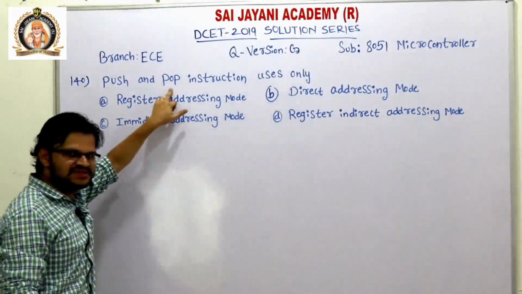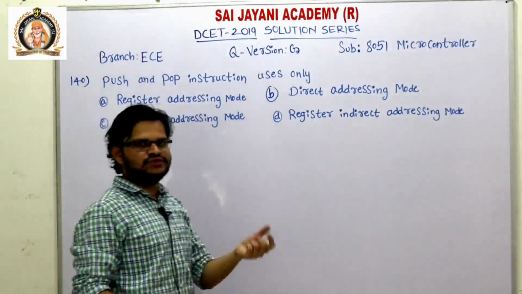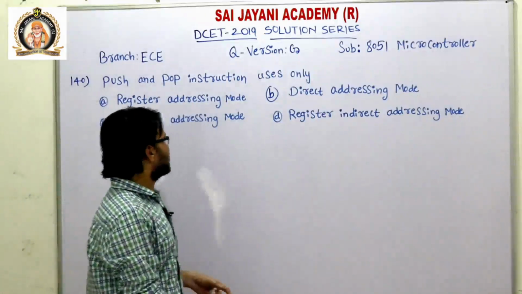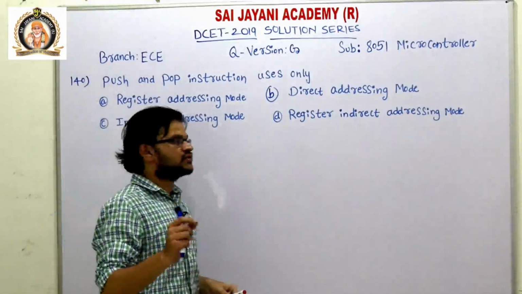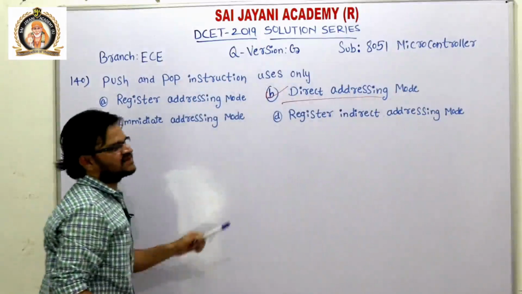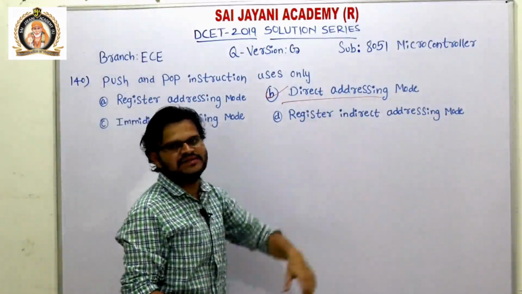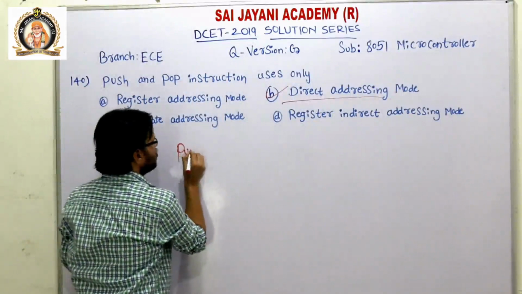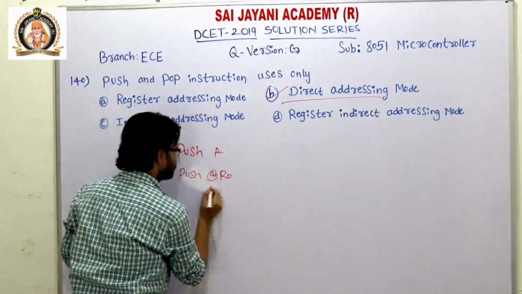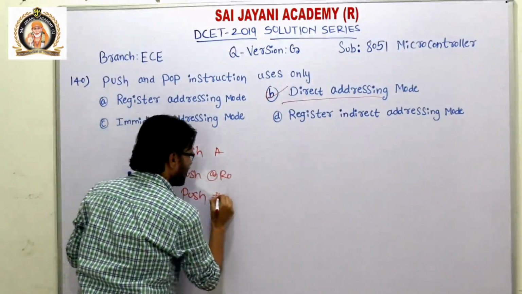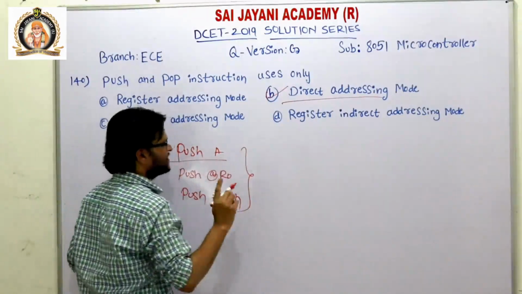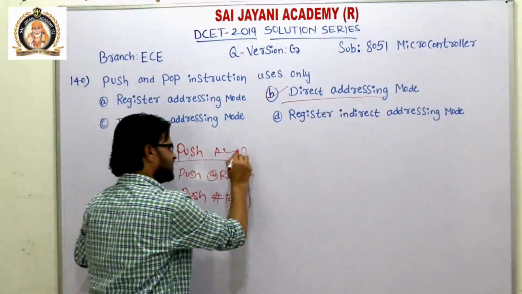The push and pop instructions are mainly used by the CPU to store or retrieve the data onto the stack, and the push and pop instructions support only direct addressing mode. So the right option is the second one, that is option B, direct addressing mode. For example, push A, push R0, push #12H. These are illegal instructions because the push instruction does not support register addressing mode.